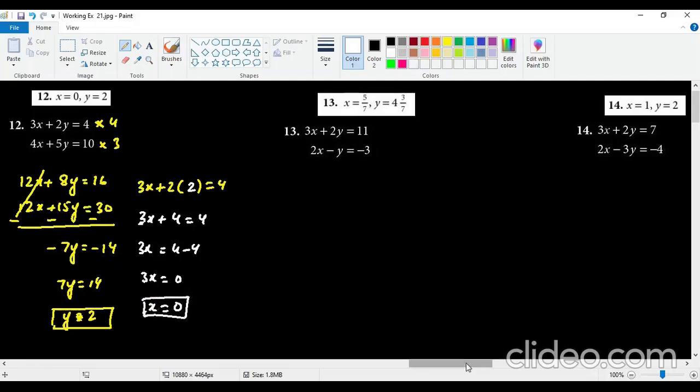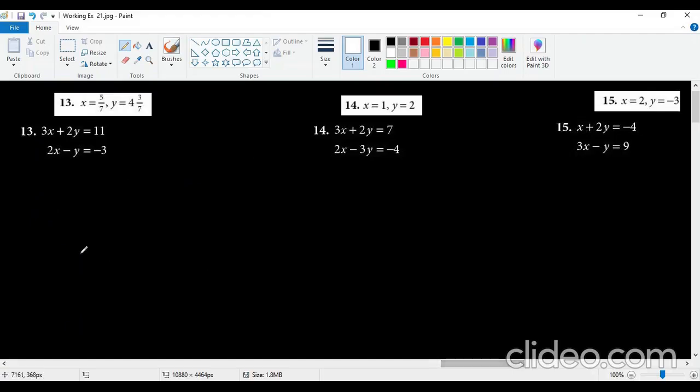Moving on to question number 13. It says here 3x plus 2y equals 11 and 2x minus y equals minus 3. So I multiply this equation by 2 and this equation by 3. Now I know very well this is going to give us 6x plus 4y equals 22, and 3 times 2 is going to give us 6x, and minus 3y equals minus 9.